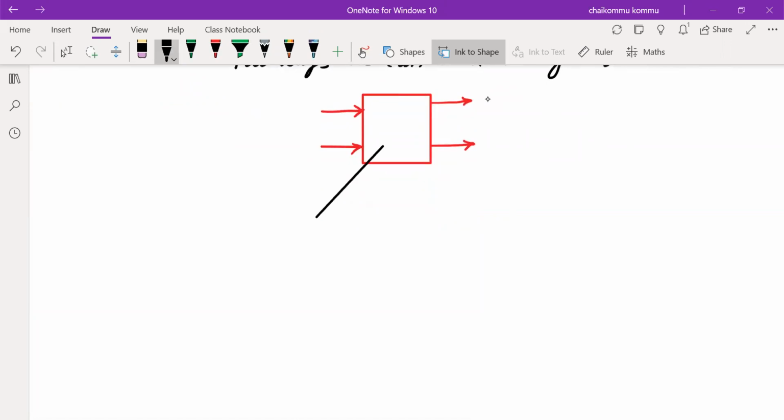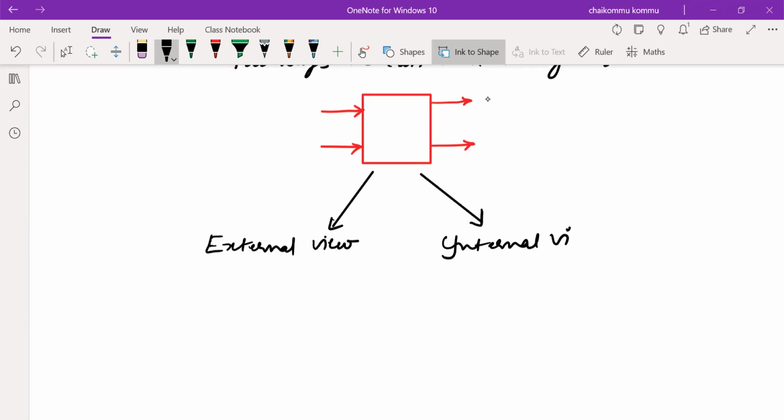Any digital circuit can be treated in the external view, or it can be viewed in the internal view. Therefore, any digital circuit can be visualized in this method only. What is the external view of your digital circuit? What is the internal view of your digital circuit?